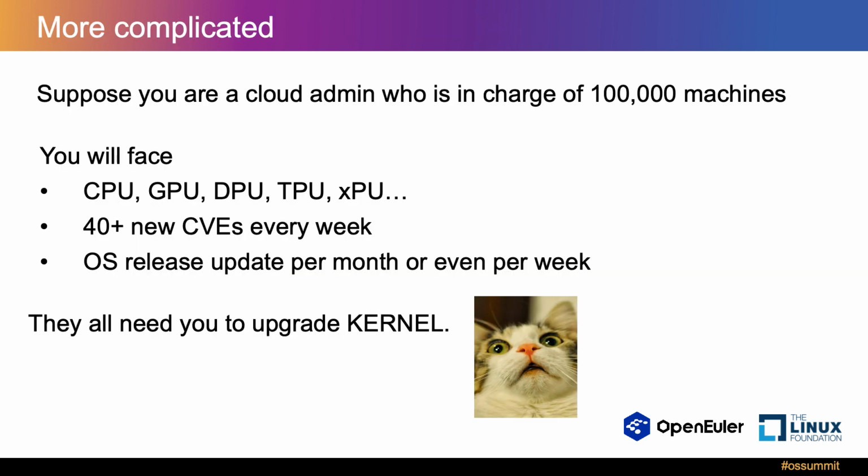And now, let's have a look at some of the other ideas behind the openEuler community. As mentioned, openEuler was aimed at enterprise usage during its founding. So let's imagine this. Suppose you are a cloud admin in charge of 100,000 machines. In today's world, you will probably face a huge number of different hardwares, and each of them has a different architecture or features. And there could be over 40 new CVEs every week. And believe me, the number could only get bigger.